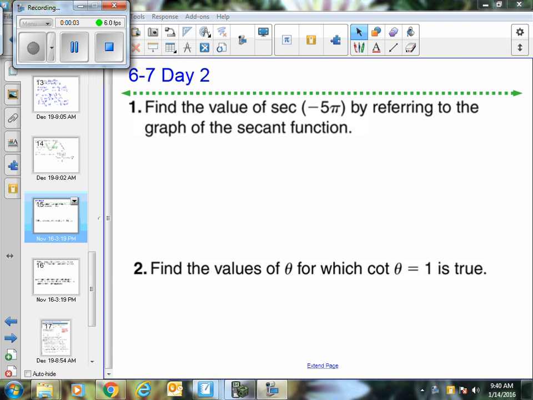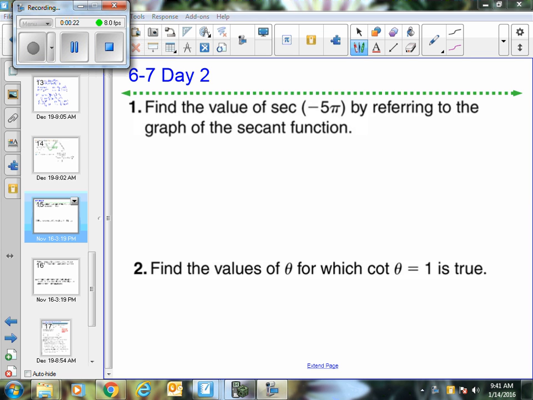All right, this is 6-7, day 2. We just need to finish up our reciprocal trig functions. Being able to find values, like special values, by thinking about what the graph tells us, and being able to write equations as well. So I'm just going to finish up these last few examples for that. So thinking about secant, cosecant, and then tangent and cotangent.